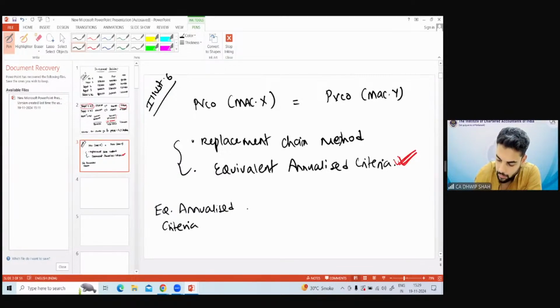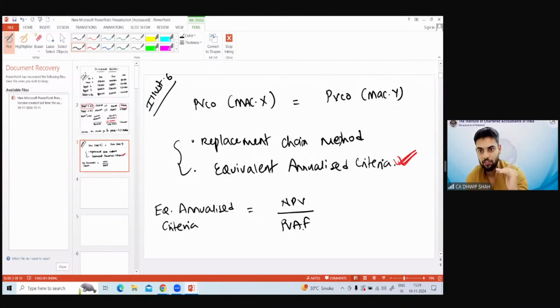Can I say the formula was nothing but NPV divided by PVAF factor? Yes or no? Divided by PVAF, this was the formula. PVAF is present value annuity factor, not the discounting factor. The annuity factor is the cumulation of all the discounting factors. Okay, this was the formula.